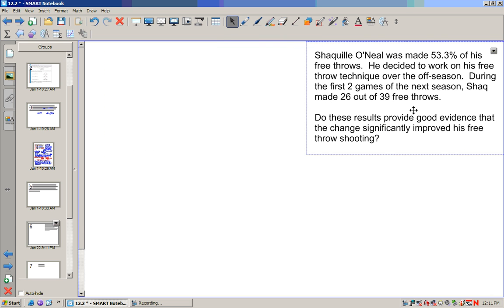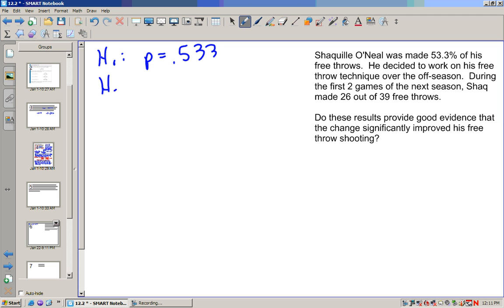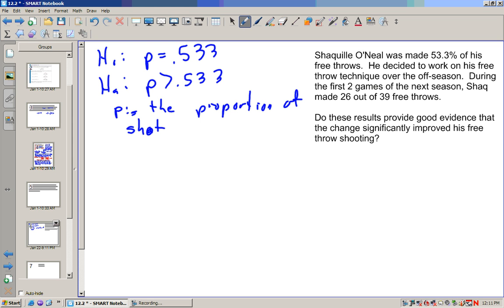All right, so let's take a look at our null hypothesis. Our null hypothesis is that P is equal to 0.533. Our alternative hypothesis, we want P to be greater than 0.533 because we want him to improve that proportion. Now, we'll have to say what P is. P is the proportion of shots that Shaq makes.